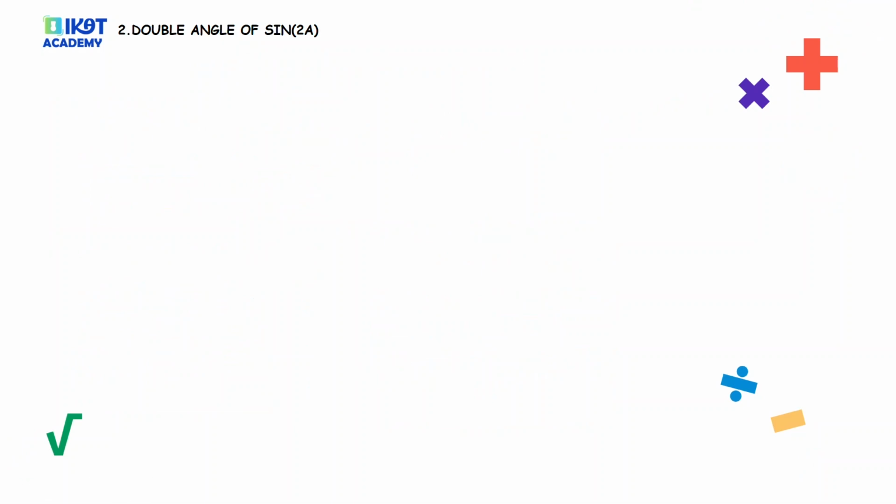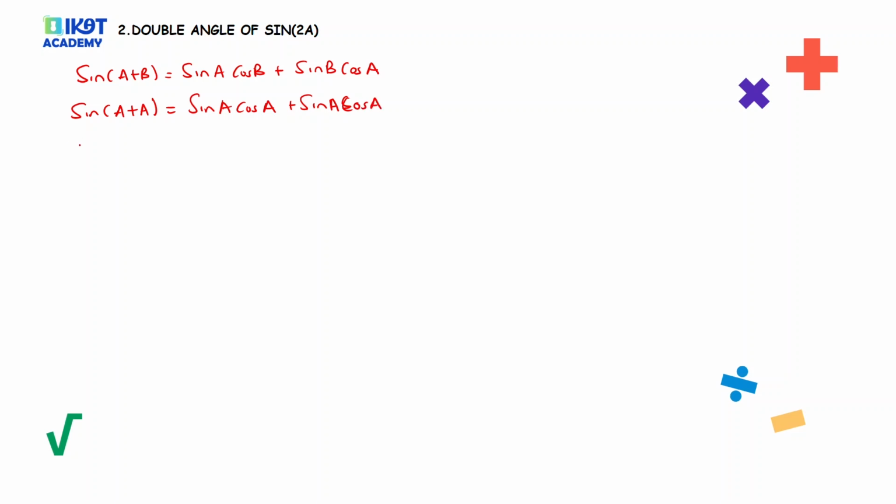Now we're going to look at the double angle of sine 2A. So we're first going to say it was a compound angle for sine(A + B). We said this was sine A cos B plus sine B cos A. Then you say, how about if we have sine(A + A)? This is going to be sine A cos A plus sine A cos A, because this time it's both A. So this becomes sine 2A is equal to 2 sine A cos A. So this is the double angle formula for sine 2A.